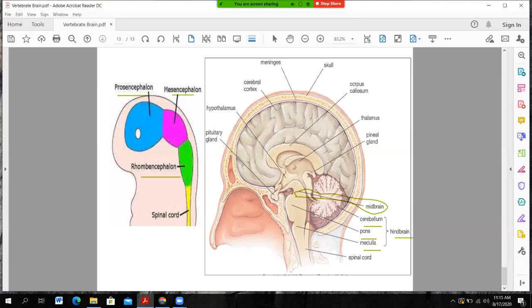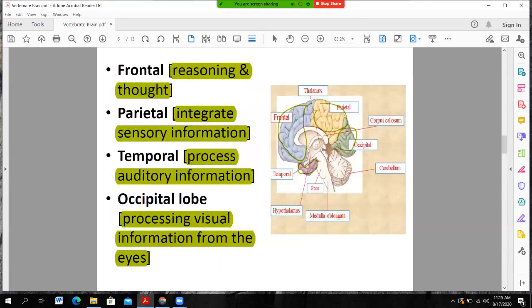So all this is about the structure and function of the brain. Thank you.